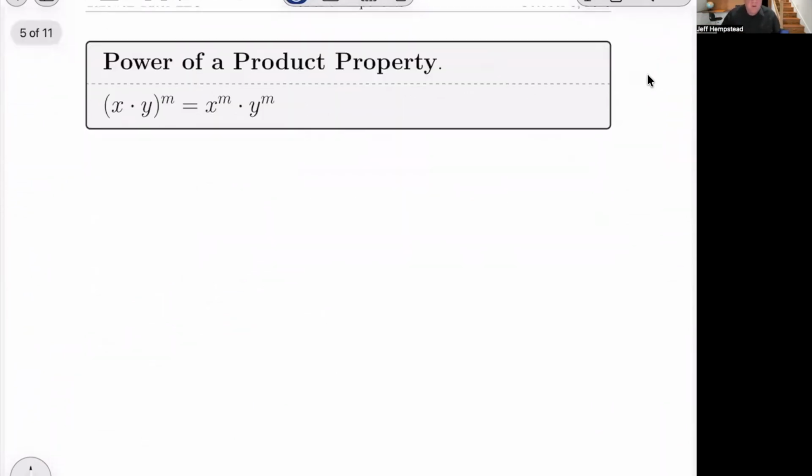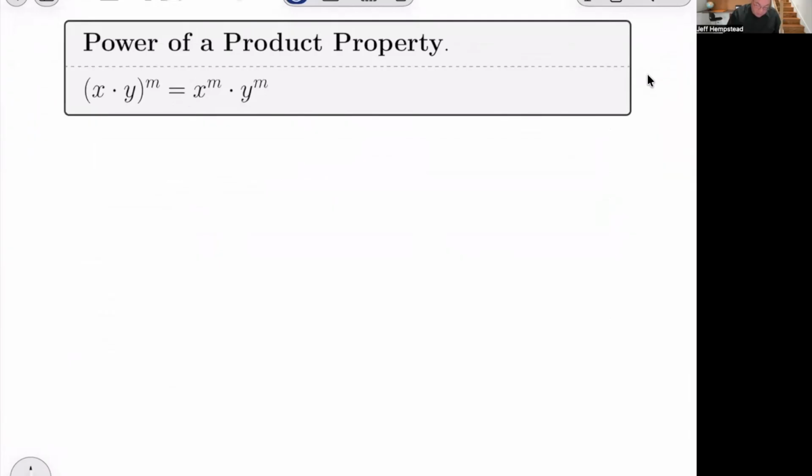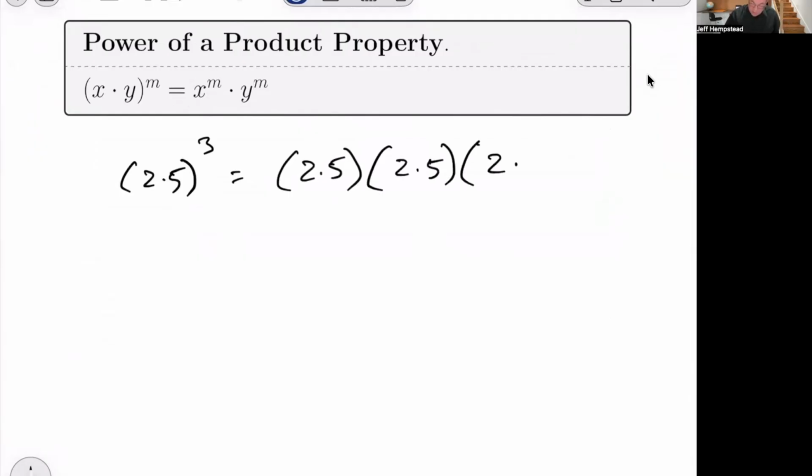Now we have our power of a product property. If I have two numbers multiplied together and then raised to a power, then I have the first one to that power times the second one to that power. What if we have, for example, 2 times 5 raised to the third power? 2 times 5, another one just like it, and another one just like it. 2 times 5 times 2 times 5 times 2 times 5.